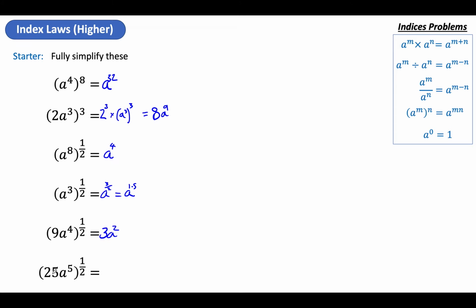Last one, the power of half again. Okay, 25 again. It's going to be 25 to the power of a half, which means it's square rooted. So it's 5. And a to the power of 5 to the power of a half. Again, fractions are your friends. I would write this as a to the power of 5 over 2. You could, of course, write that as 5 times a to the power of 2.5.